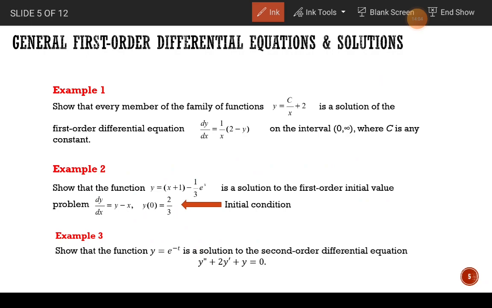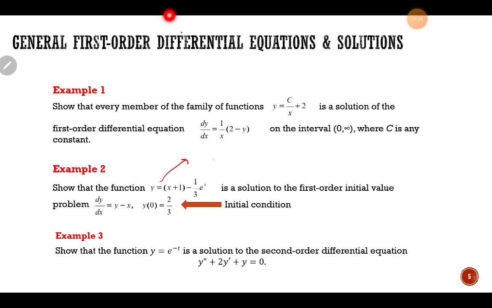Example 1 tadi kita ada y kan. So here maknanya we differentiate x plus 1. So we differentiate x, we get 1. Differentiate 1, we get 0. And then differentiate 1 over 3 e to the power of x, minus 1 over 3 ni constant remain. And differentiate e to the power of x, we get back e to the power of x. So, you gantikanlah kat sini.